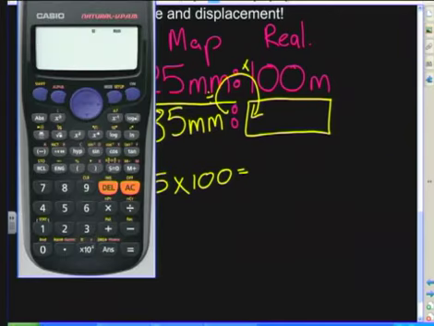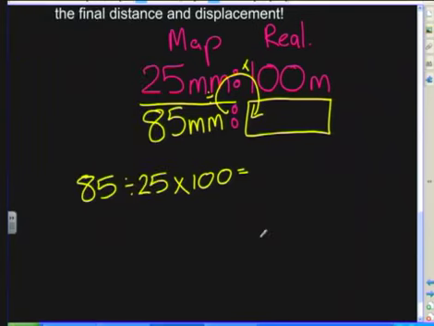So I grab my wonderful Casio calculator, and I say, all right, I'm going to start out with 85. And then what I'm going to do is I'm going to divide by 25. So there's my answer, and then I multiply that by 100. And that will get me an answer now in meters. So that is 340 meters. That was the length of my first trip. Okay, so that tells me that I moved 340 meters.